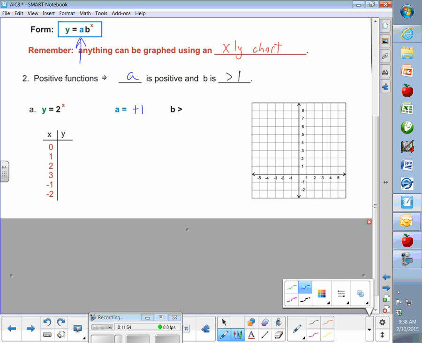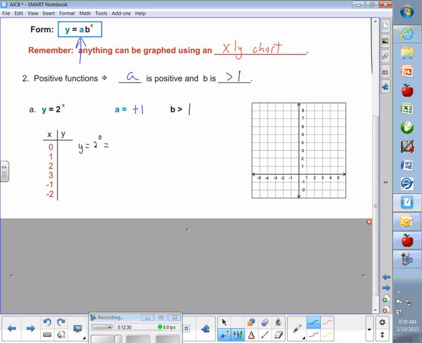All right, so if you don't see an a value, it's because the a value is positive 1. And our b value is 2. So isn't our b greater than 1, right? The b is the 2, the base. And our base is a 2. So to graph this, we're going to use an XY chart. And I already chose the values for the XY chart. So remember, this is what you're doing. The first time, we're going to put in 0 for the variable. So you're going to write y equals 2 to the 0 power.